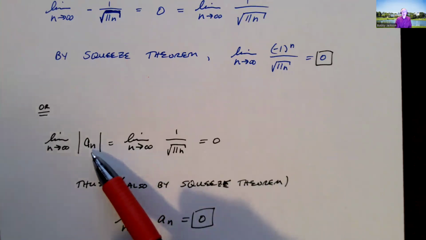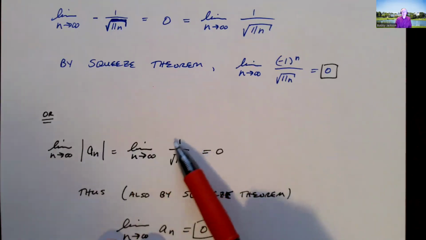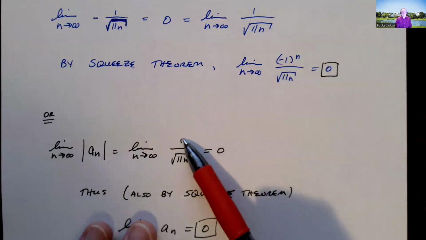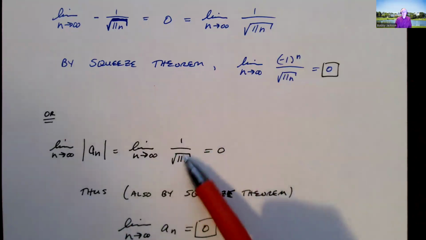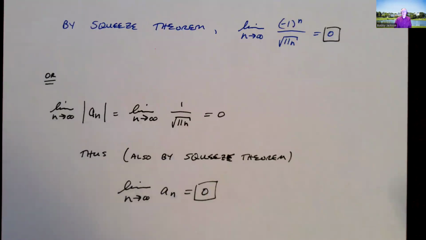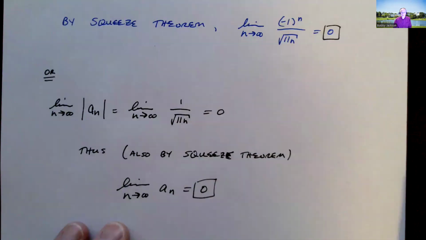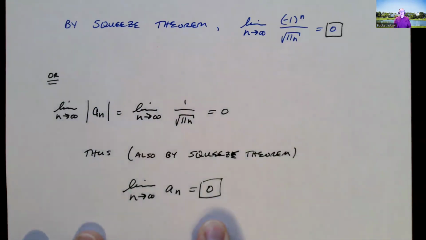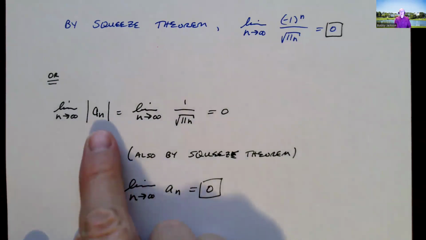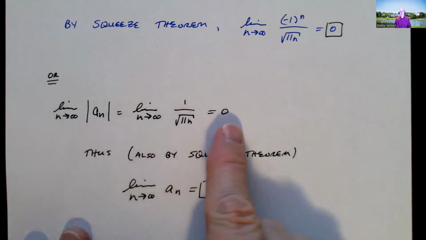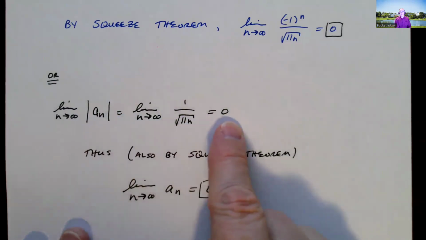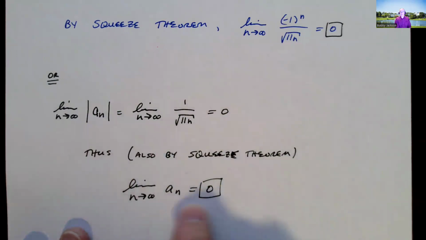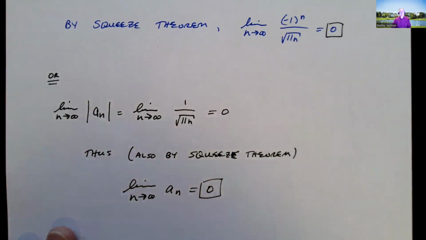If I take the absolute value of our sequence, remember we had that sign changer, plus or minus 1. Well, the absolute value of that is always 1. And of course, this is going to 0. And so also, essentially by the squeeze theorem, because that's how we proved this theorem, since the absolute value of the terms is going to 0, the limit of our sequence is going to 0. Notice this only works if the absolute value is going to 0. If it goes to anything other than 0, then our sequence is actually going to be divergent.